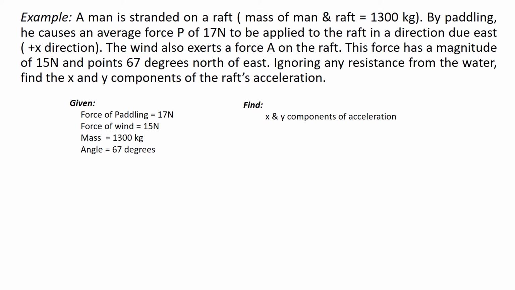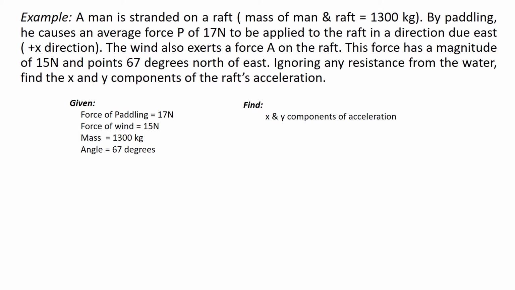Example: a man is stranded on a raft with a combined mass of man and raft equivalent to 1,300 kilograms, and by paddling he causes an average force P, which is 17 newtons, to be applied to the raft in a direction due east. So this is towards the positive x direction. The wind also exerts a force on the raft, and this force has a magnitude of 15 newtons and points 67 degrees north of east. Ignoring any air resistance from the water, find the x and y components of the raft's acceleration.